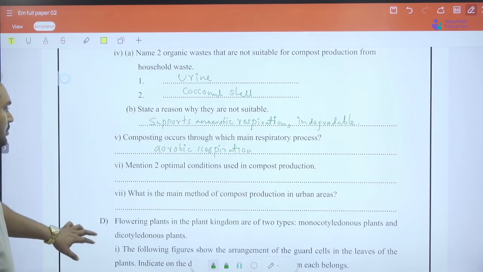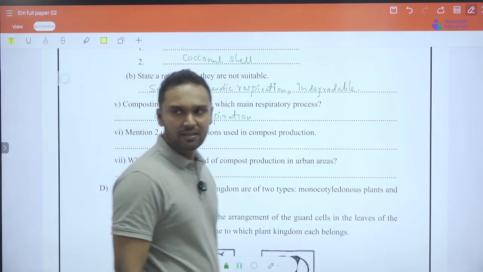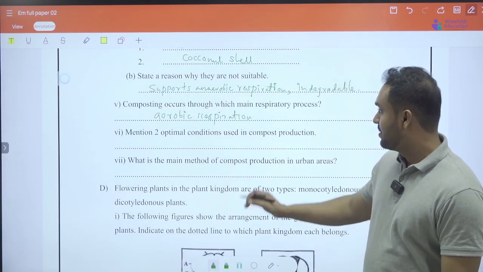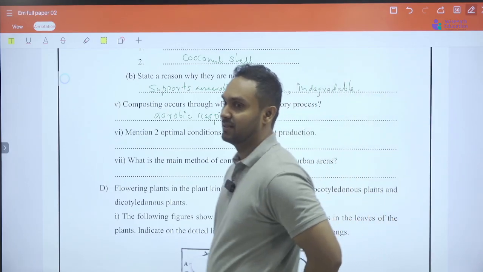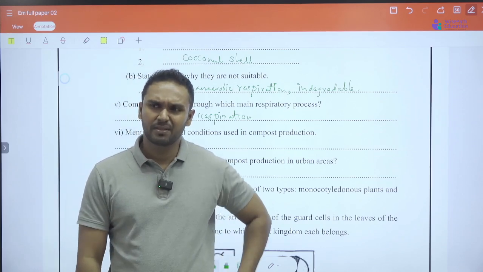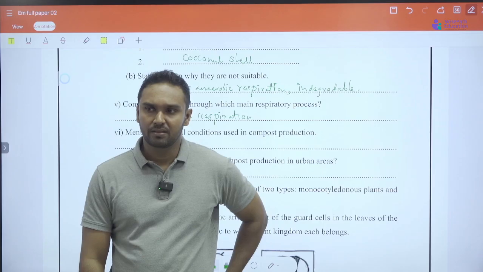Right. Mention 2 optimal conditions used in the compost production. They were given 5, I think. Yes. So you have to come with the percentage. You have to remember those as well. And the temperature, and even the pH. I think the pH was given. Yeah, the pH was again 6 point something. I can't remember.